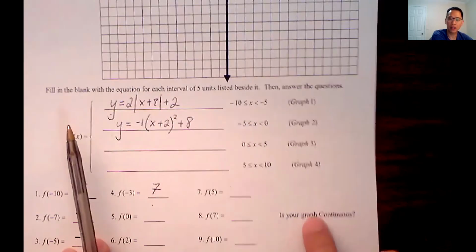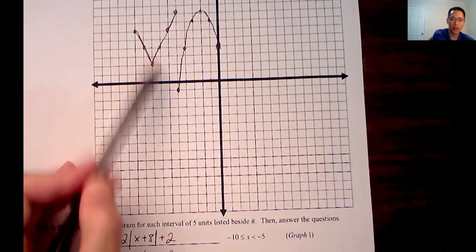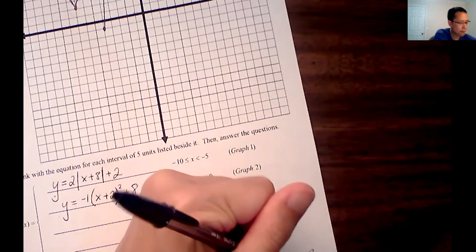Okay, and then finally, you're going to look at your finished graph and see if it's continuous. Right? Continuous means that the graph is connected. And right now, with what I have, this is not a continuous function.